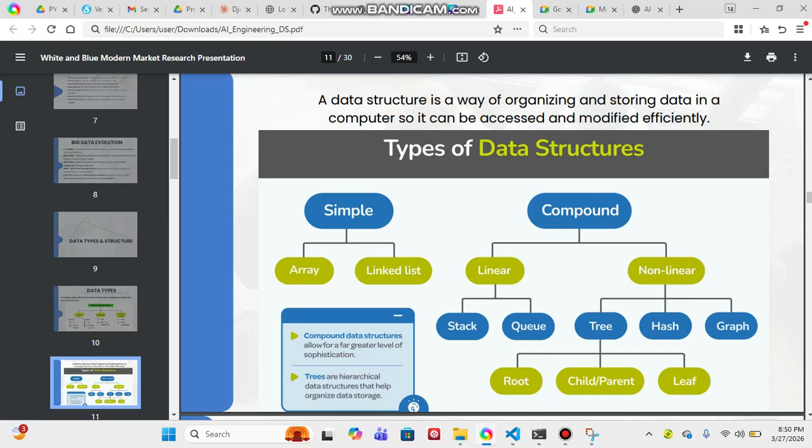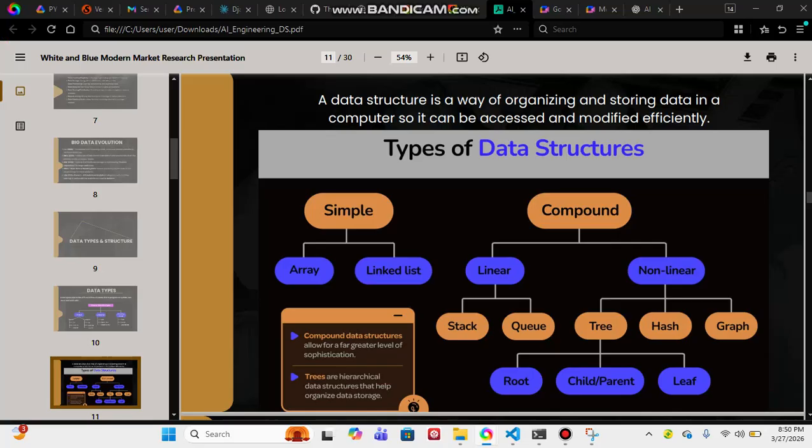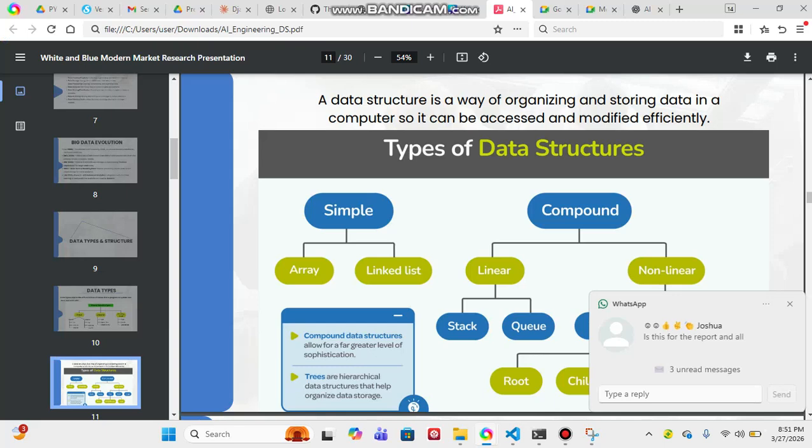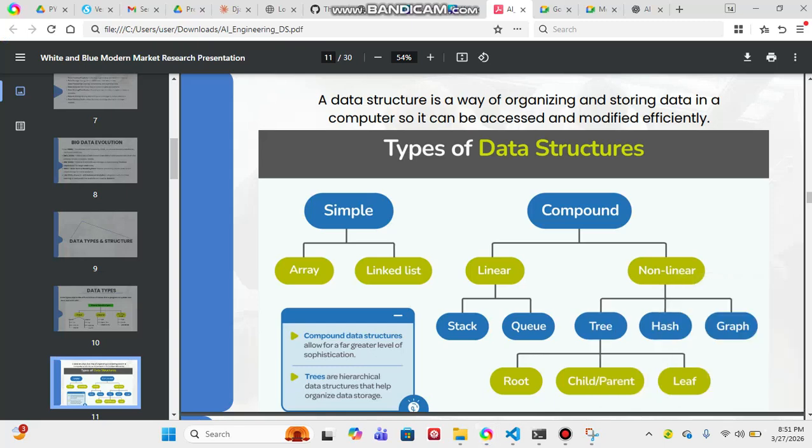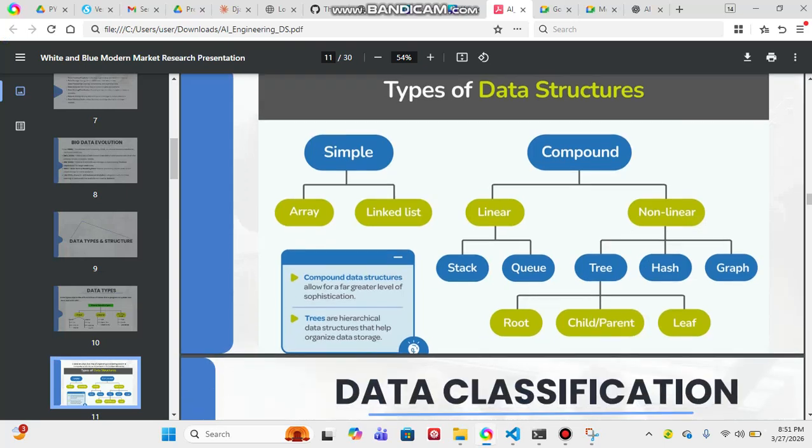So my first assignment is this: write extensively on what is data structure. That's the first assignment. You can go check online, go to GeeksforGeeks online. You will see a lot of things on data structure.